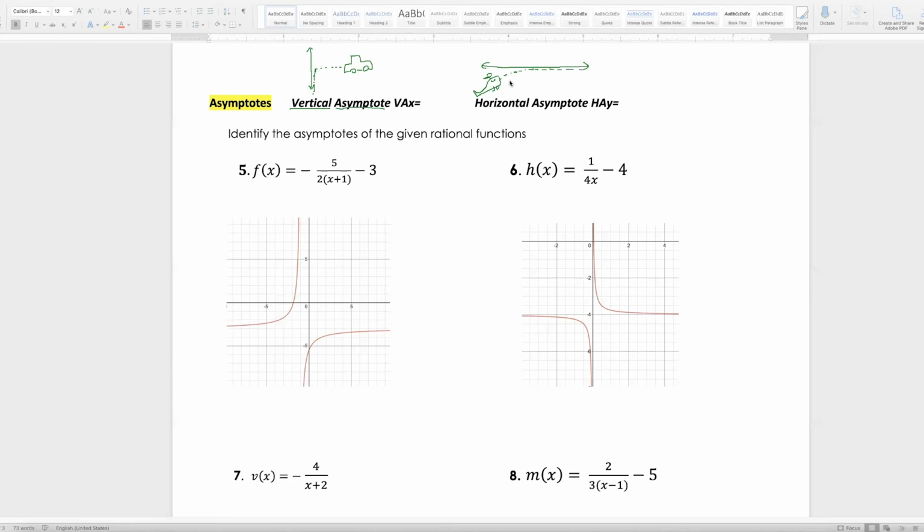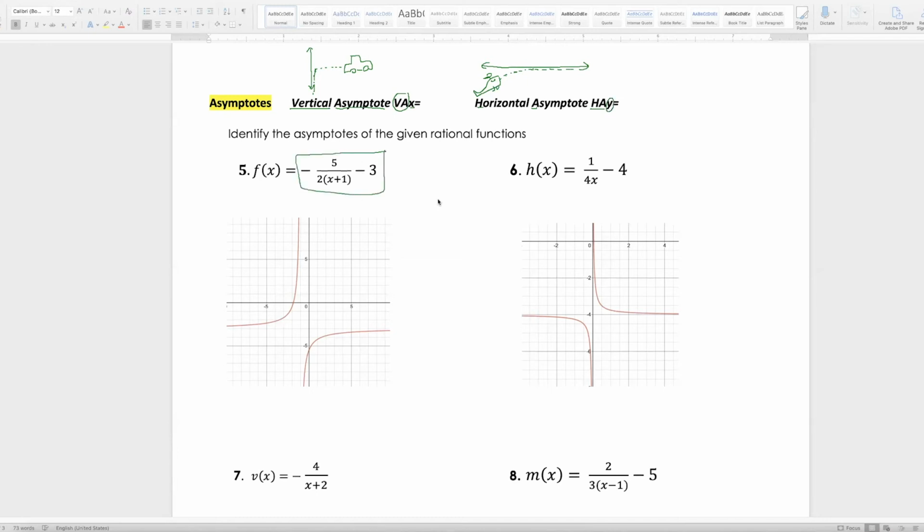Okay, and one way for me to remember a vertical asymptote: VAX, like vaccine. And then horizontal asymptote: HAY, like, hey, how are you? Hey, and it's going to be y. What does that mean? Let's talk about this. I'm going to give you several functions, okay?